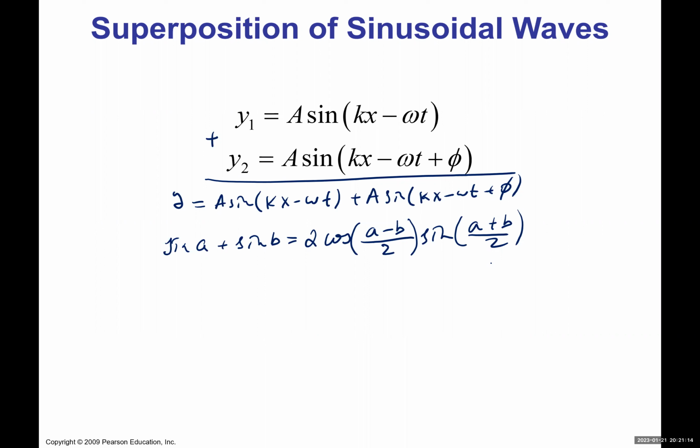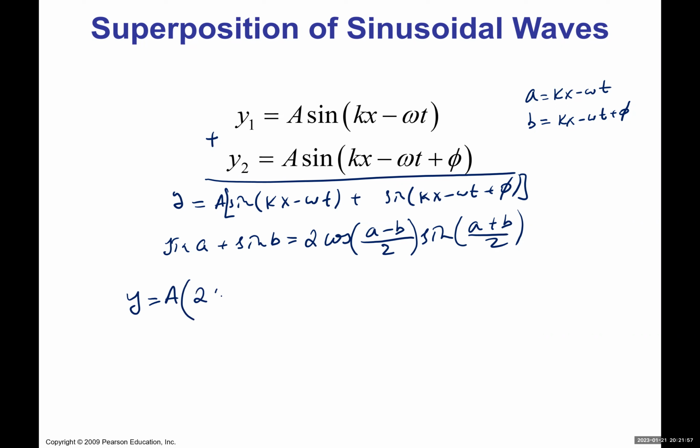And that's what we're going to be applying, because I can say that my A equals kx minus omega t, and my B is kx minus omega t plus phi, and I just plug into this equation and calculate. A is the amplitude in front of the sine functions, so before doing this calculation we can just factor it out, so then we have just pure sine functions. That means I have A times the result.